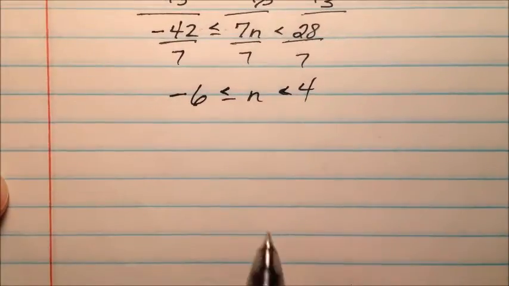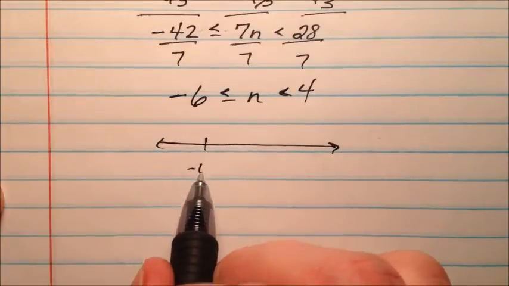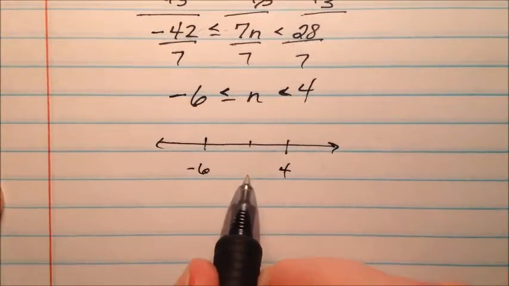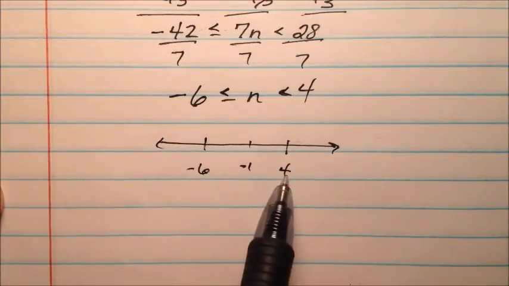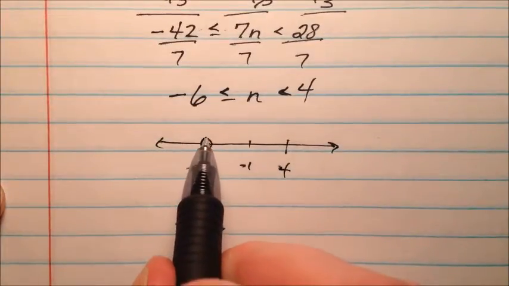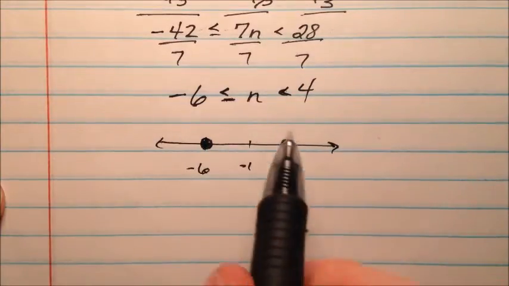So when we graph this, we're going to have our number line here. And we have a negative 6, and we have a 4. And in the middle, if we wanted to be really good, we could put a negative 1 right there, because that's the midpoint of negative 6 and 4. So again, not necessary though. We have a closed circle at negative 6, because we have our equals to right there, which makes it closed. We have an open circle at 4, because it's just less than.